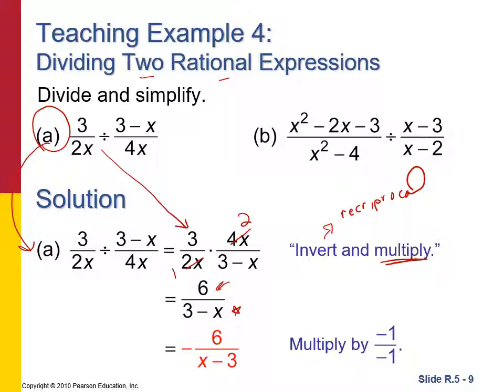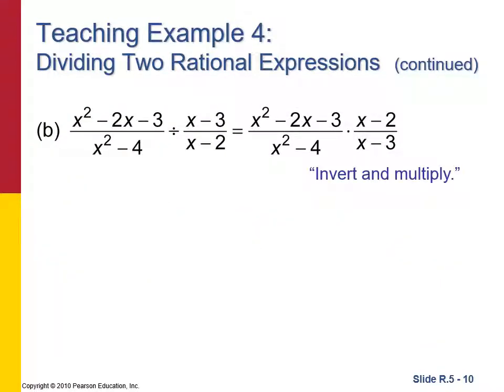This is another technique if you wanted to have the x right here not be negative. You're going to multiply everything by -1 over -1. This is essentially saying 1, but it gives you a slightly different answer.